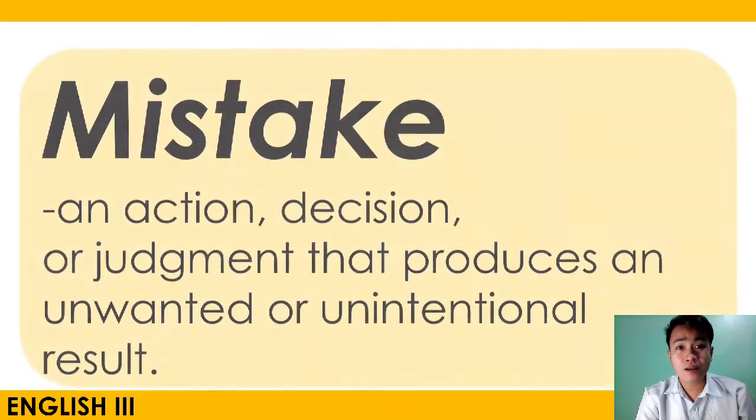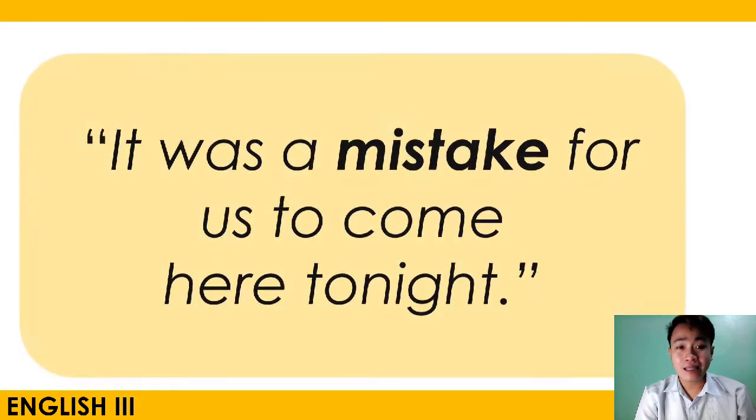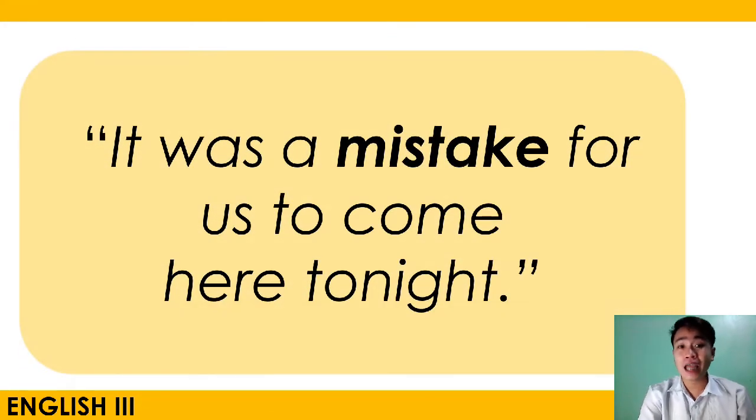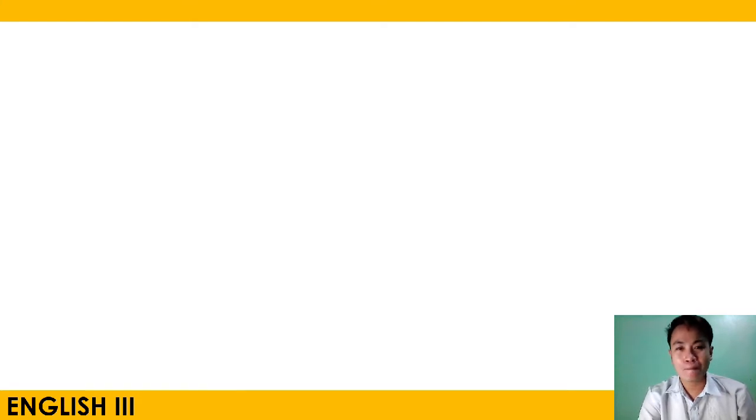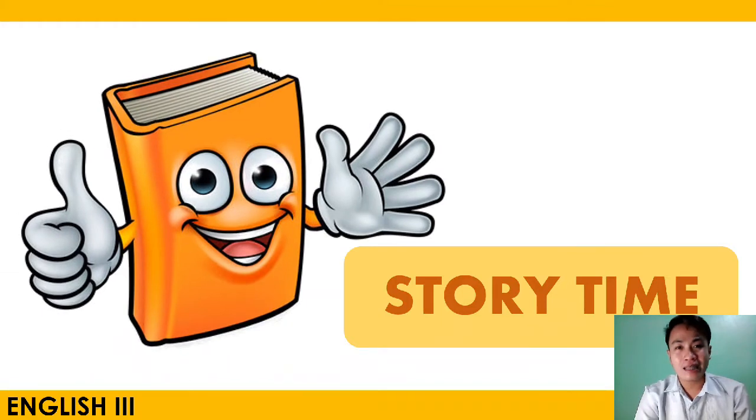Our next word is mistake. Mistake means an action, decision, or judgment that produces an unwanted or unintentional result. In a sentence, it was a mistake for us to come here tonight. Mistake. There you have it, children, our list of difficult words found in the story. This time, let us start the story time.